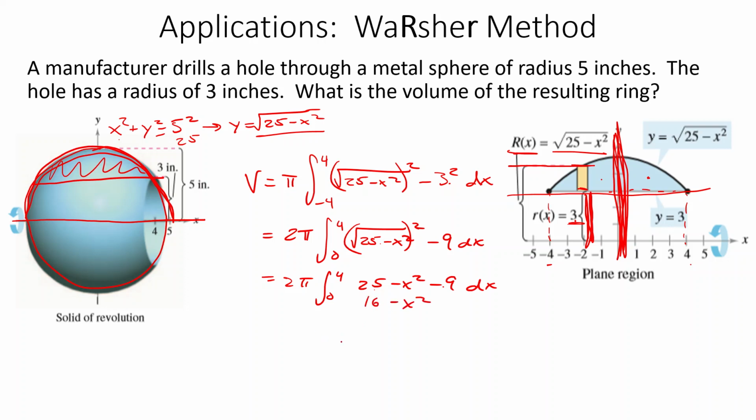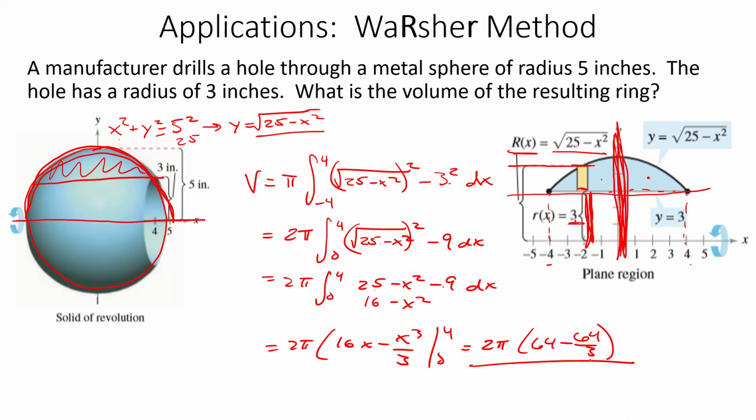When we integrate that, we're going to have the 2 pi out front. We'll have 16x minus x cubed over 3 from 0 to 4. So now we're just plugging in 4. We get 2 pi times 16 times 4, which is 64, minus 4 cubed over 3, which is 64 over 3. And then if we plug in 0, we get 0. So it's just going to be that guy right there. If we want to simplify that, we can, but there's our answer basically right there.